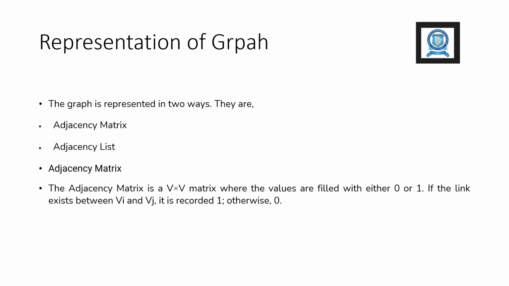Next is representation of graph. The graph is represented in two ways. They are adjacency matrix representation and adjacency list representation. First one, adjacency matrix representation. It is a V by V matrix where the values are filled with either 0 or 1. If the link exists between Vi and Vj, it is recorded as 1, otherwise it is recorded as 0.